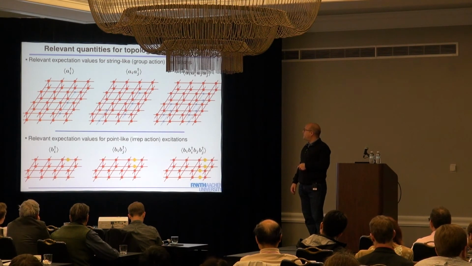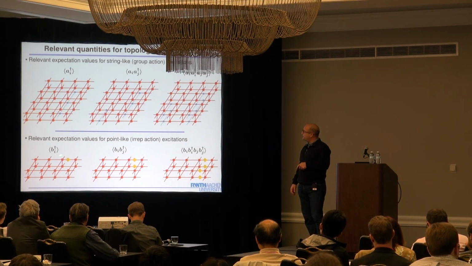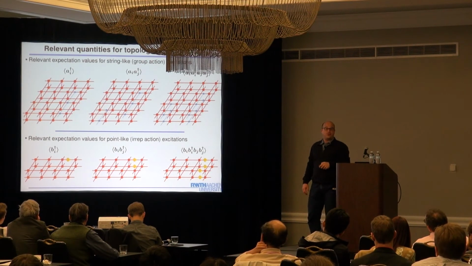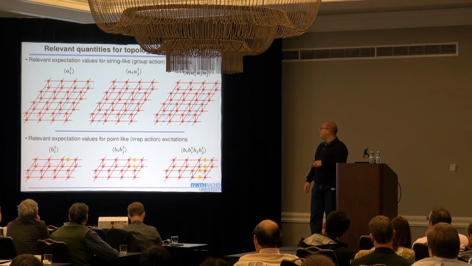And we can do the same for the irreducible representations, which I denote with these yellow squares. We can have a one in one layer, so we have the overlap of the state with and without excitation. We have a norm of the state with a single excitation, and then we could look at pairs of excitations.